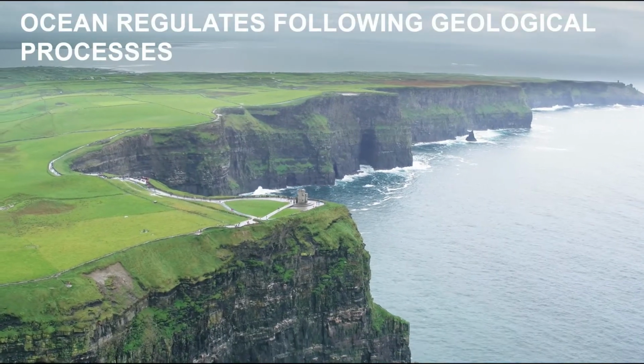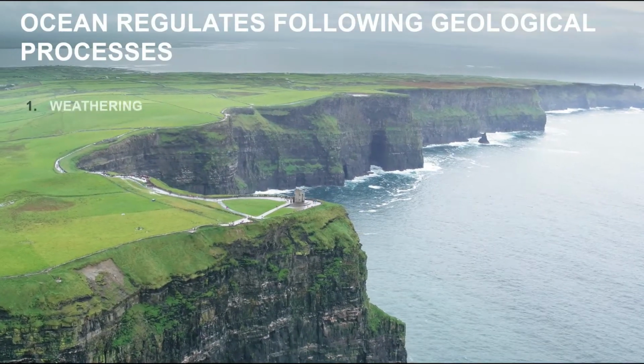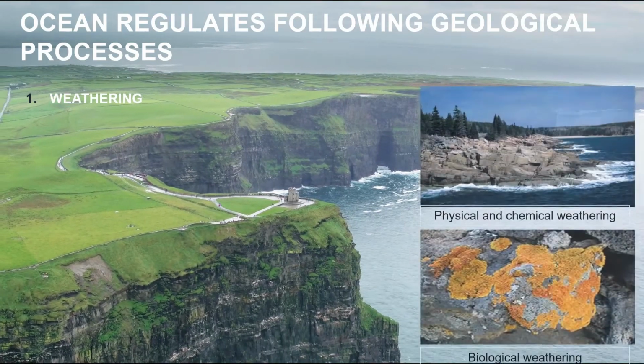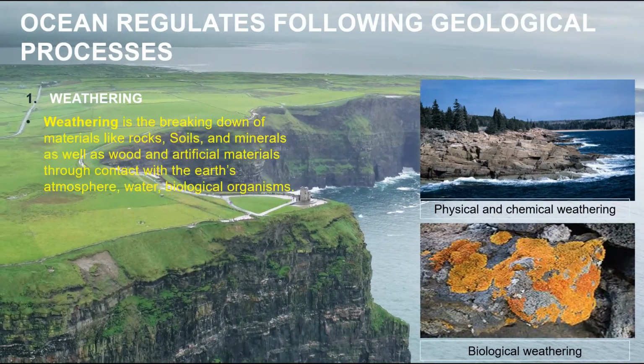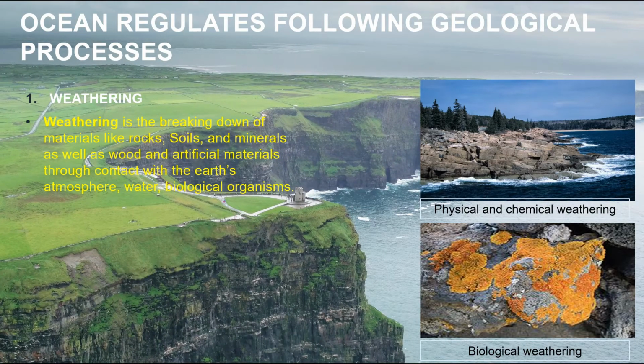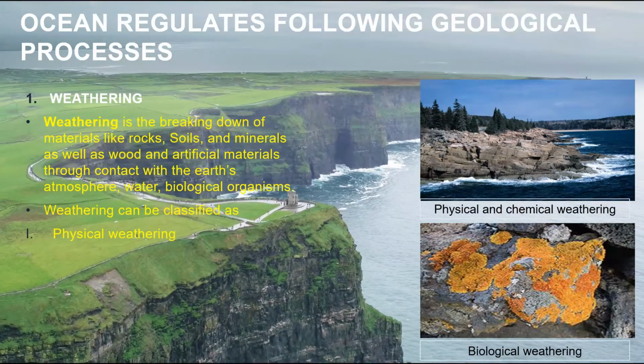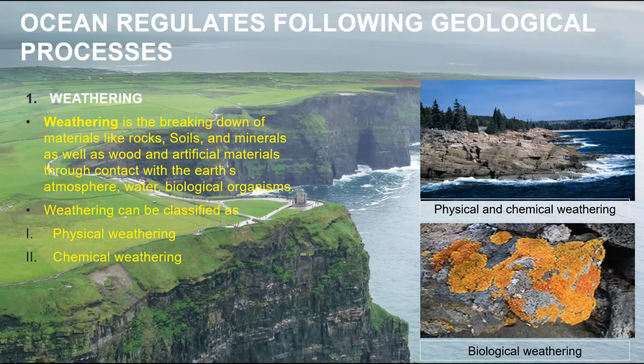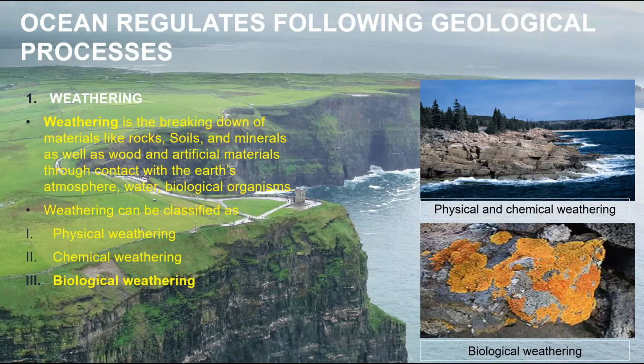Ocean regulates the following geological processes. Weathering. Weathering is the breaking down of materials like rocks, soils, and minerals, as well as wood and artificial materials through contact with the Earth's atmosphere, water, and biological organisms. Weathering can be classified as physical weathering, chemical weathering, and biological weathering.